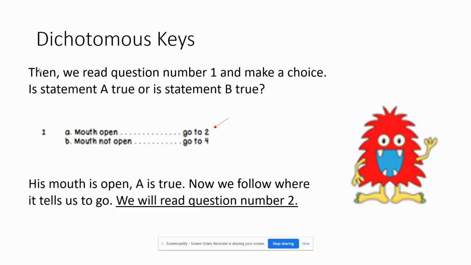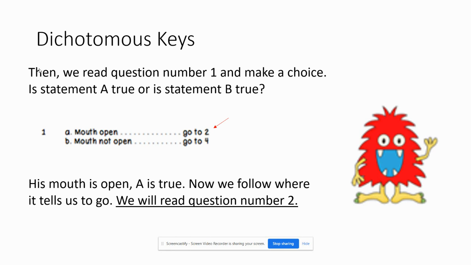Then you're going to read the questions that come with your dichotomous key. You start with number 1. You always start with number 1. So we read the question number 1 and we make a choice. Is statement A true or is statement B true? Statement A says that the mouth is open. Statement B says that the mouth is not open. Well, clearly, if we look at our alien on the right, his mouth is open. So we follow beside where it says mouth open and it has all the little dots, and then it says go to number 2. So that tells us what number we read next.